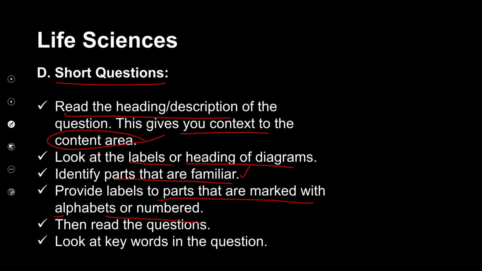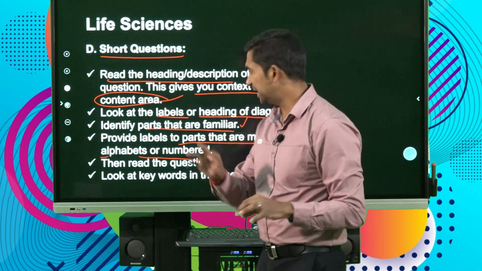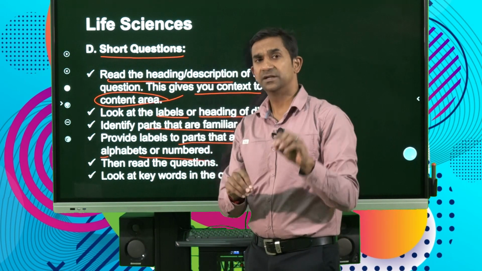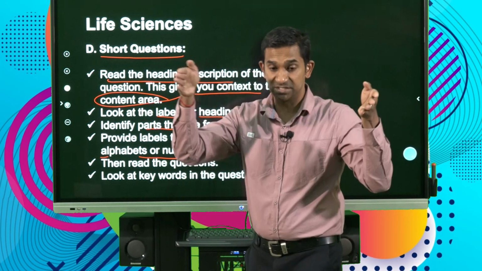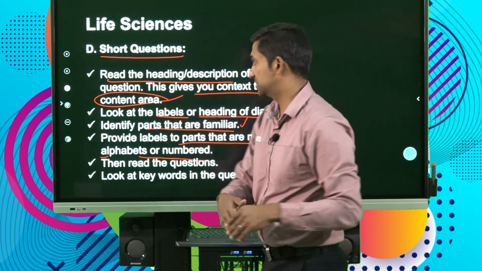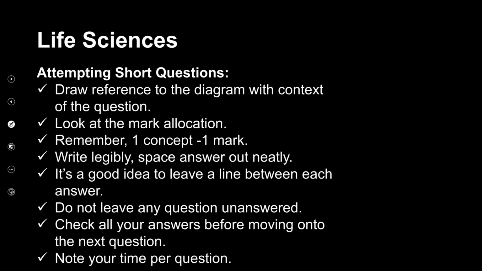And often, a process like protein synthesis would be stage 1, stage 2. If you are able to list that down and just scribble on that question paper, it gives you some context and zeroes in your focus to that specific topic. Then reread the question, look at the key words in the question. And guys, draw reference to the diagram with the context of the questions. Often these questions are linked to context, and draw reference to that from the question.